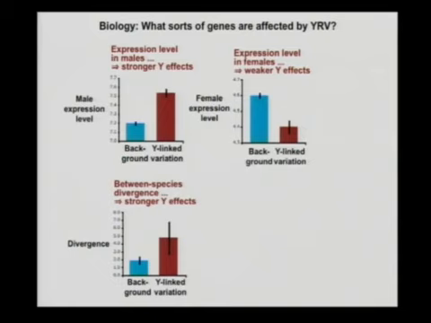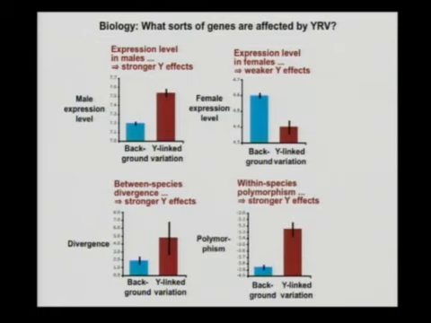Genes that are more divergent between species are more likely to be affected by differential Y chromosomes. And genes that are polymorphic in expression level within a species are more likely to be affected by the Y chromosome. The question that arises then is whether there are any phenotypic effects associated with this genetic variation due to the Y chromosome, and I'm going to give you several examples of phenotypic effects that are.